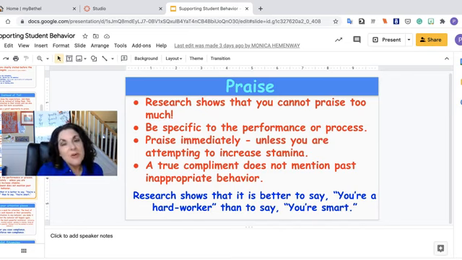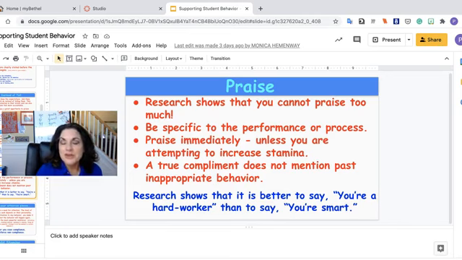It's okay to praise the behavior immediately when the behavior starts, unless you're working on stamina. So maybe you know your student can work well for 5 minutes, and you've talked about increasing that to 7 minutes, and so then you would wait. But otherwise, it's okay and it's great to praise immediately. Very important. This is so important.